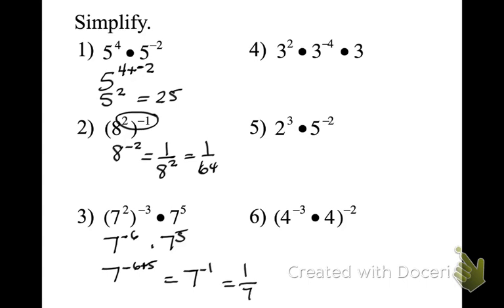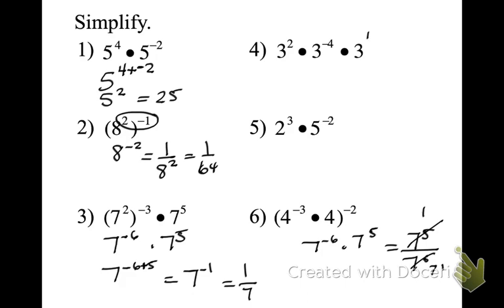We could have also done 7 to the negative 6 times 7 to the 5. I could drop it down right away. Create a fraction. 7 to the 5th stays high. 7 to the 6th stays low. When I take it out, I'm left with 1 7, 7 to the 1st down here. That extra 7 is left.